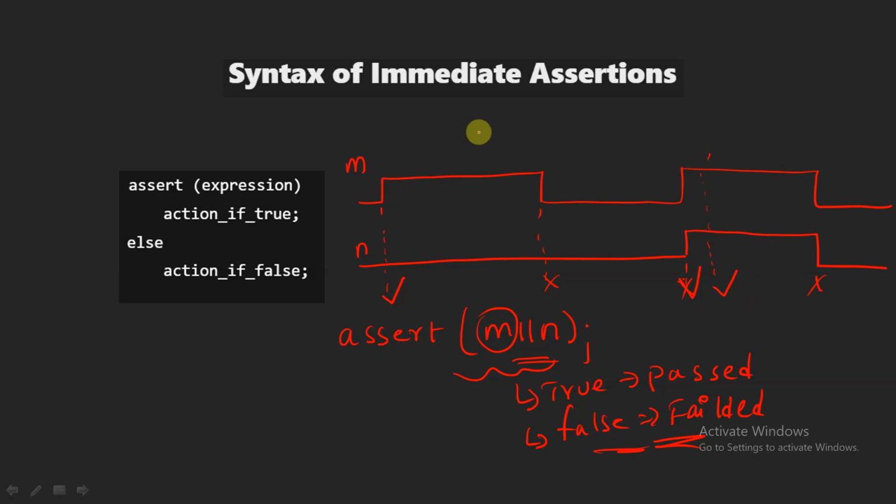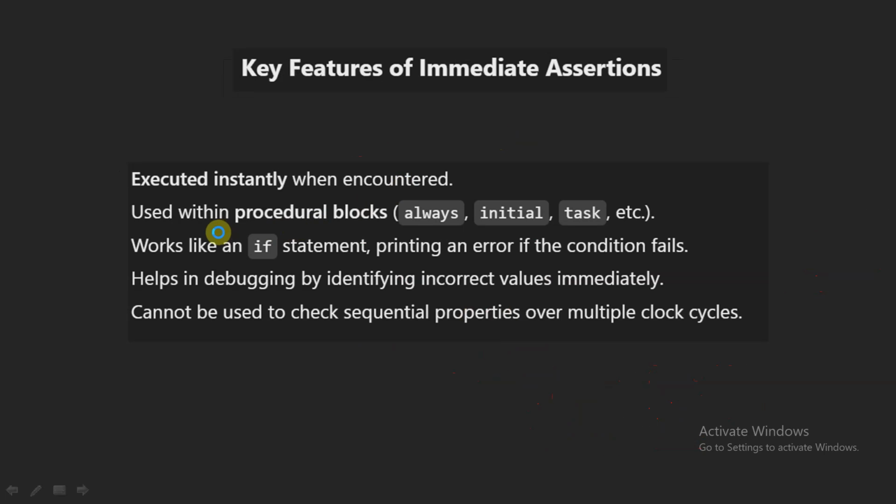So this is about immediate assertions. Immediate assertions are used within procedural blocks like an always block, initial block, or task. They work like an if statement, printing an error if the condition fails, which we will see in upcoming sessions, and they help in debugging by identifying incorrect values immediately. They cannot be used to check sequential properties over multiple clock cycles.